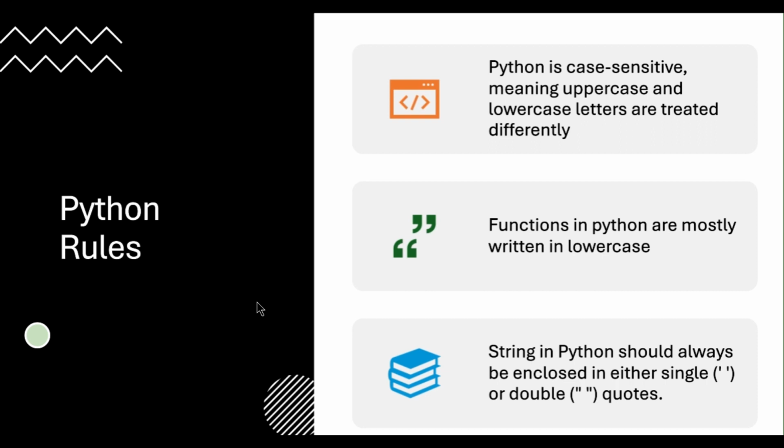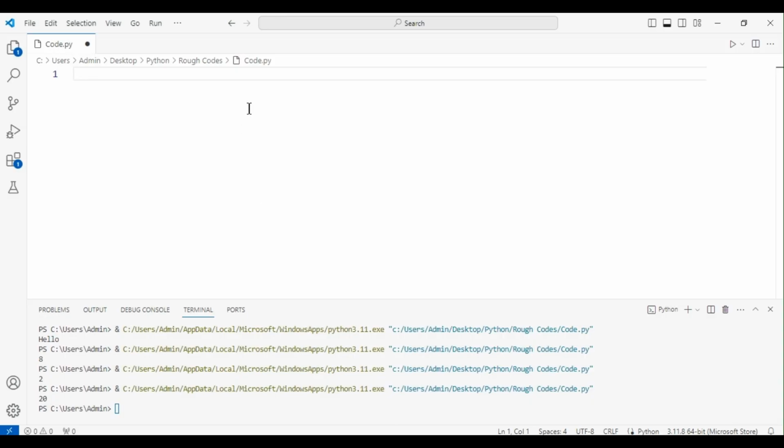Now let's dive into some code to see how we can generate output in Python. In Python, the most basic way to produce output is by using the print function. This function allows us to display text and variables on the screen.